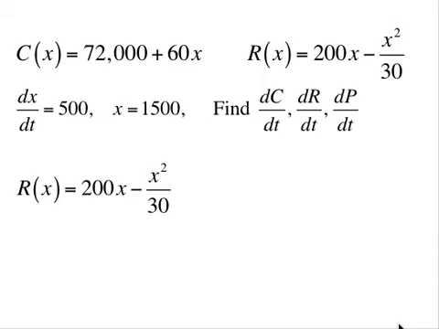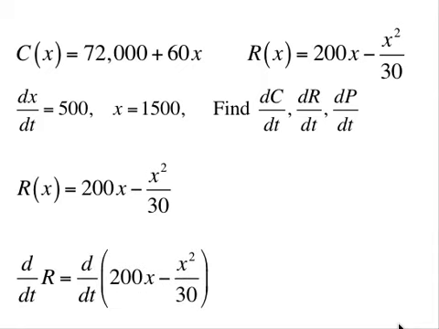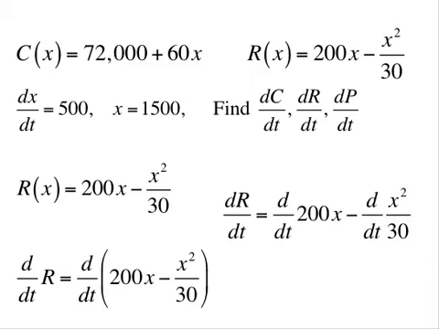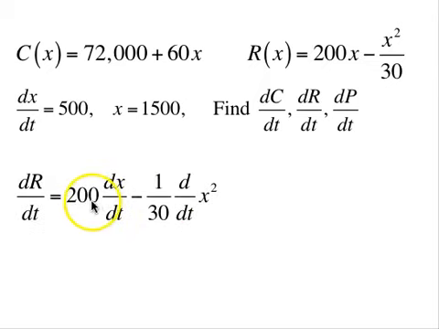We have revenue here. We want to find dR/dt as well. So d/dt of R is d/dt of 200x minus x squared over 30. d/dt of R is dR/dt, is the derivative with respect to t of 200x minus the derivative with respect to t of x squared over 30. So pulling out the constants, we get 200 dx/dt minus 1/30 d/dt of x squared. d/dt of x squared will be 2x dx/dt.